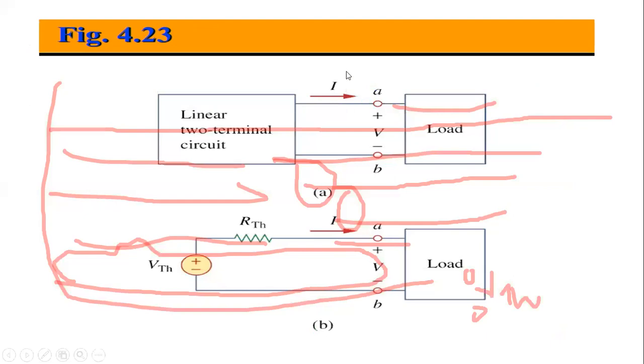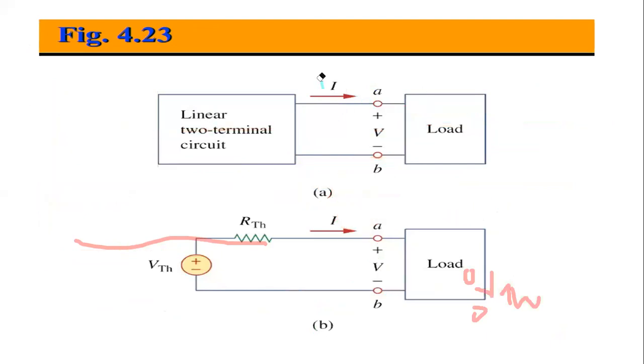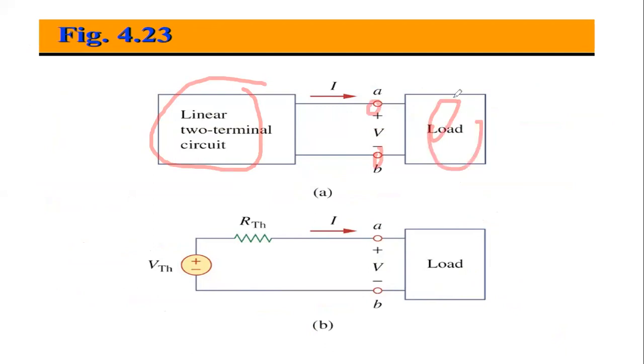So you can see here in the diagram that a circuit is there. This can be a very complex circuit, but we are focused on the two terminals where we are connecting the load. Now the load can always vary. Load can be 10, 20, 30, 40. So the load can be variable.